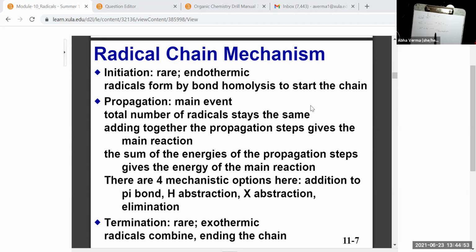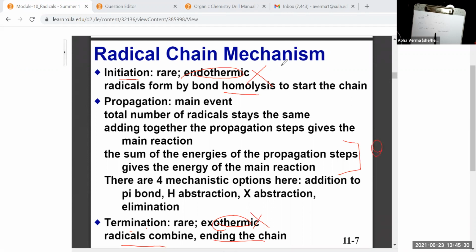So initiation, propagation, and termination. As the name has indicated, in initiation you will do homolysis. Paired electrons become unpaired. You get a new radical. This is an endothermic process. Termination, radicals combine, the chain reaction ends. It is an exothermic reaction. But we do not consider either of these when we look at the overall energy of the reaction.